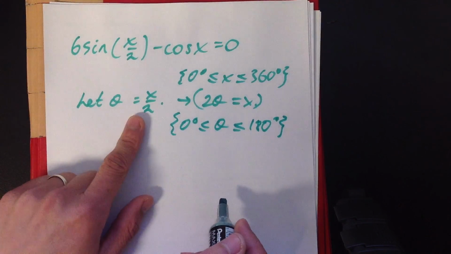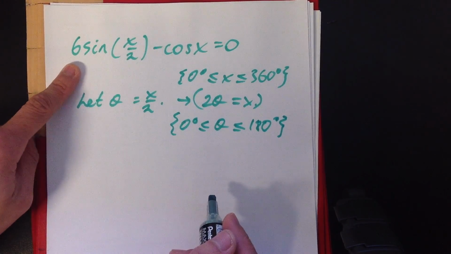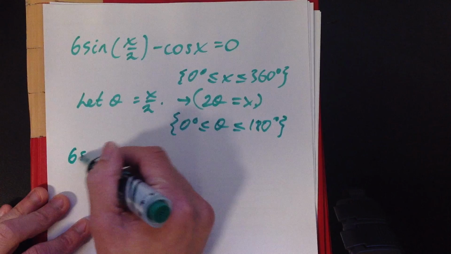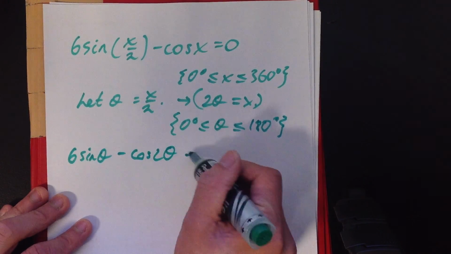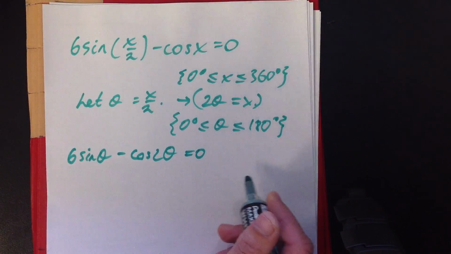Alright, now, with this substitution, how does that change my original equation? Well, it's going to make it look like this. I'll have 6 sine theta minus cos 2 theta, and that's equal to 0. So what can I do with that?